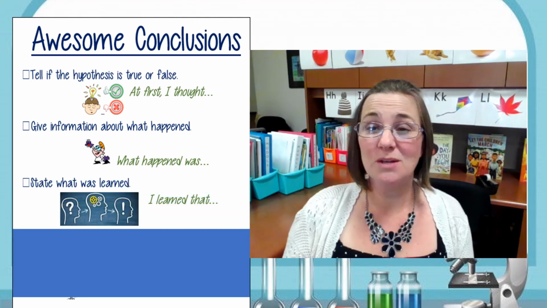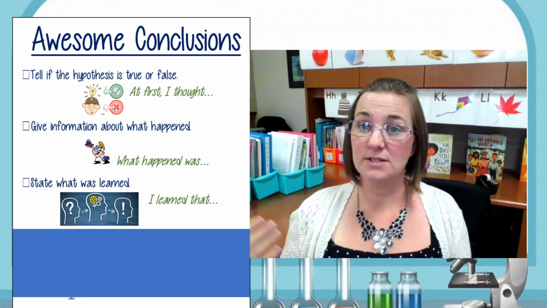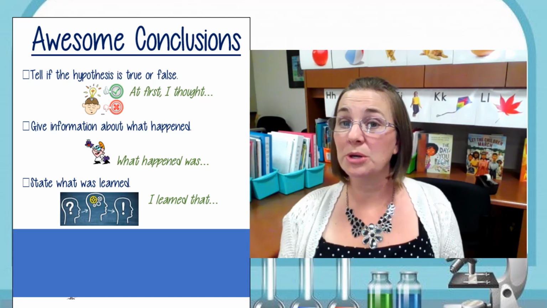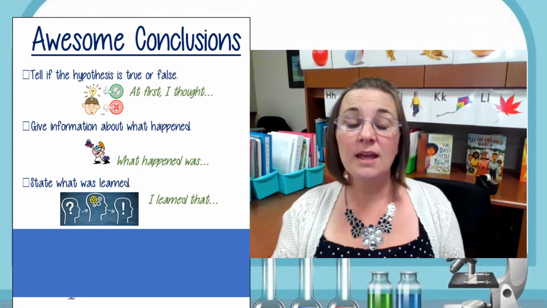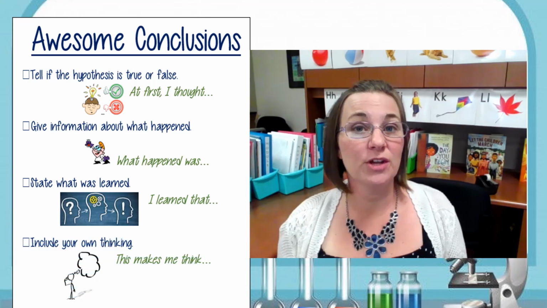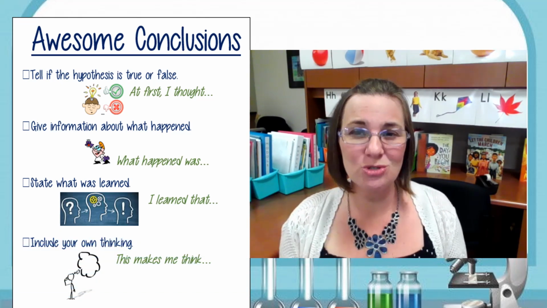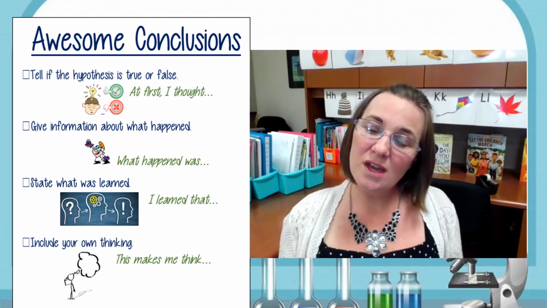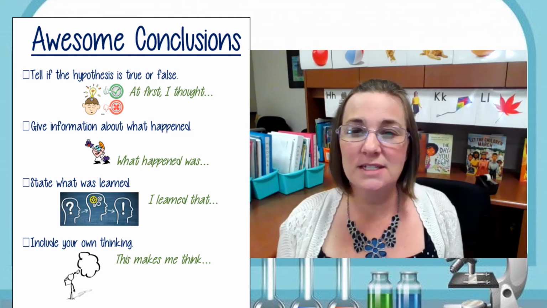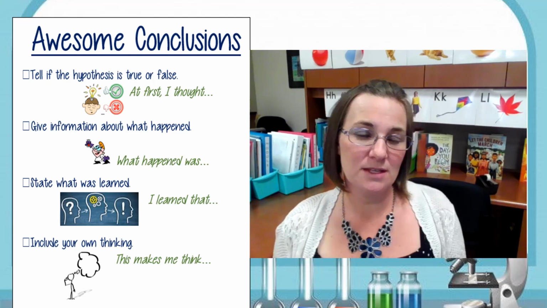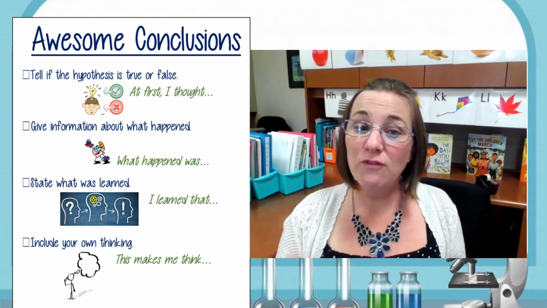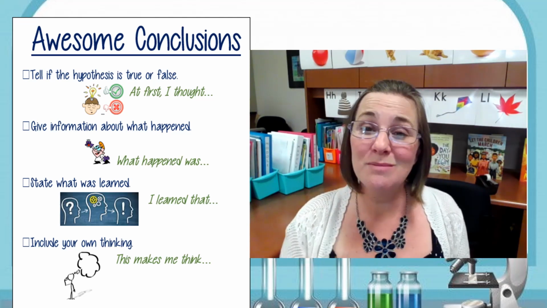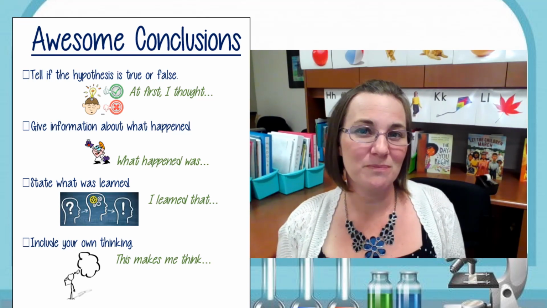After that, you tell something that you learned. I learned that, and tell what you learned by doing the experiment. And then you can wrap it up by sharing your own thinking. This is your new idea that you have. This makes me think. So when you think about your experiment, what new idea do you get now that you've done the experiment? By following these 4 steps, you can make an awesome conclusion.